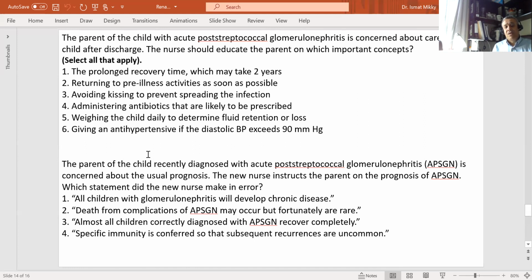Almost all children who are correctly diagnosed with acute post-streptococcal AGN recover completely. They are completely recovered from this disease. So this statement is correct.